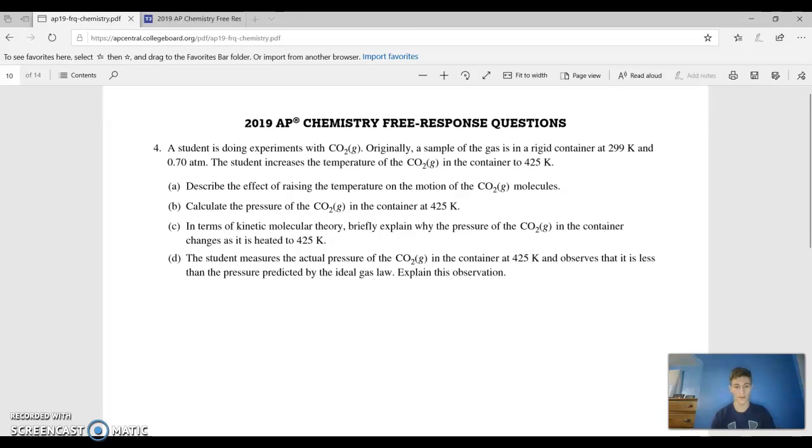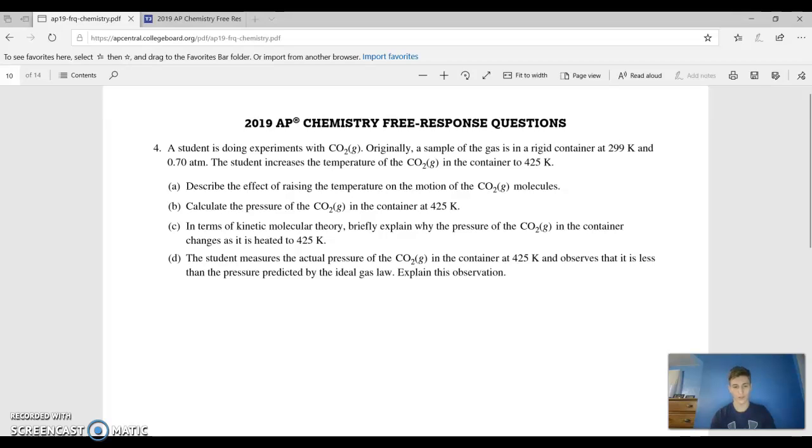A. Describe the effect of raising the temperature on the motion of the CO2 gas molecules. B. Calculate the pressure of the CO2 gas in the container at 425 Kelvin. C. In terms of kinetic molecular theory, briefly explain why the pressure of the CO2 gas in the container changes as it is heated to 425 Kelvin.